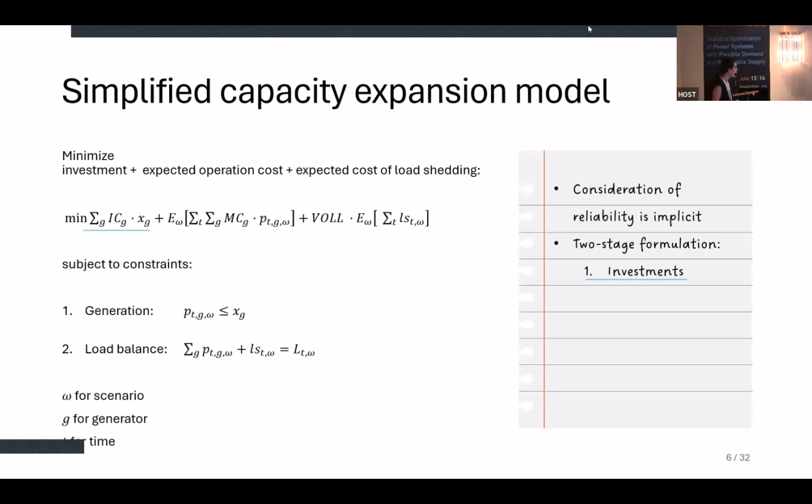Now this problem is very nicely formulated into two stages. The first stage being investment, so basically it regards variables that are not indexed by scenario, and then the second stage involves the operation. It involves the constraints and the variables that are indexed by omega. Basically, for every generation constraint there is a separate constraint for every scenario, and a separate one for load balance. And basically, there is nothing bundling scenarios with each other in this formulation here.